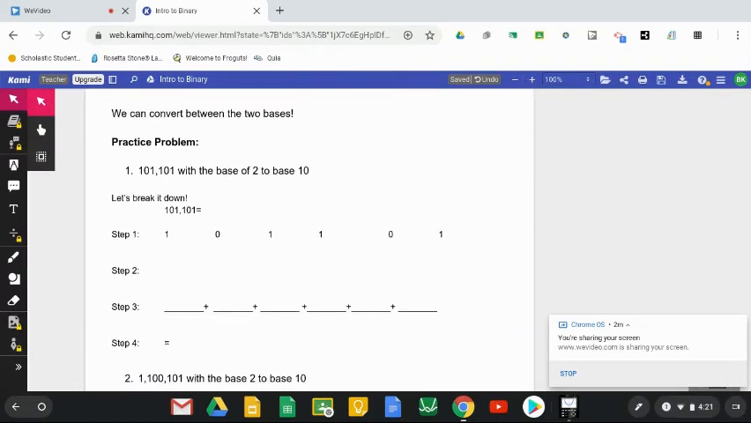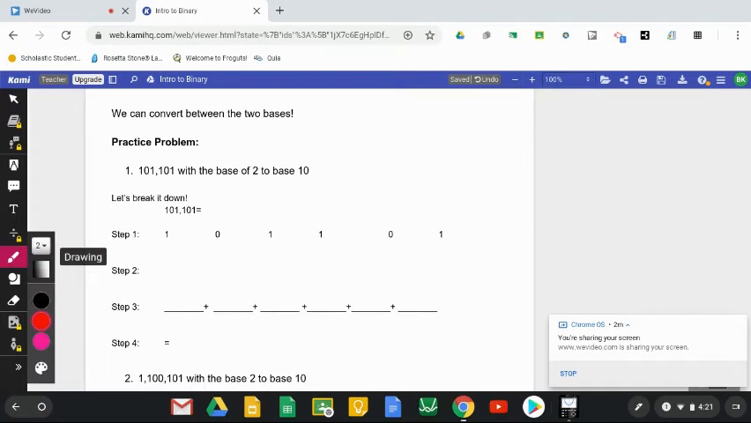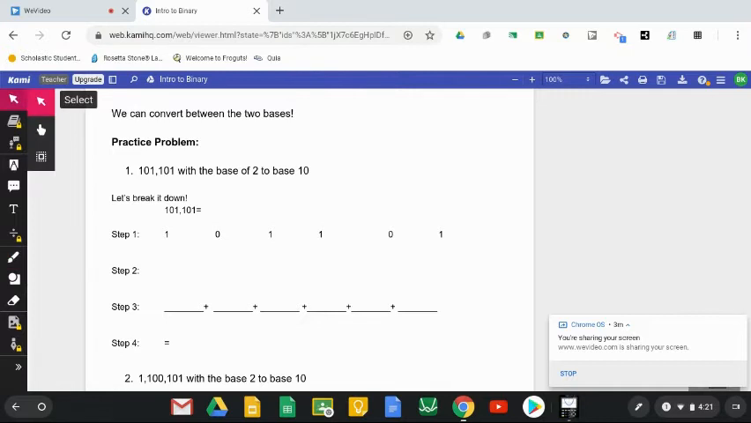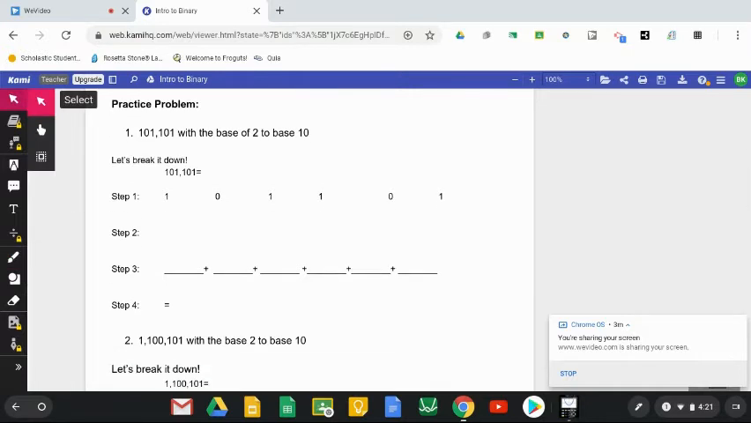So what we're going to do, we can actually convert between the two bases. We can convert this number 101101 from base 2 to base 10. And here are the steps to do it. Now that is pronounced one-zero-one-one-zero-one. It's not like how we normally would say one hundred one thousand. No, we don't say that now. We're saying one-zero-one-one-zero-one.